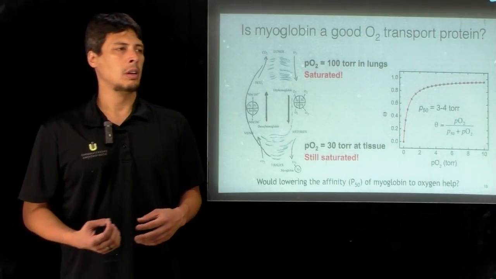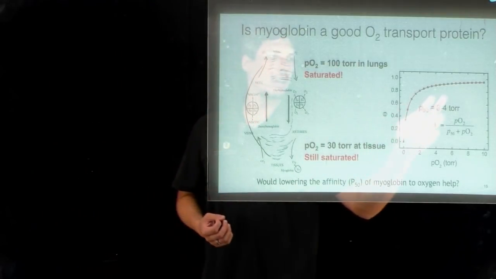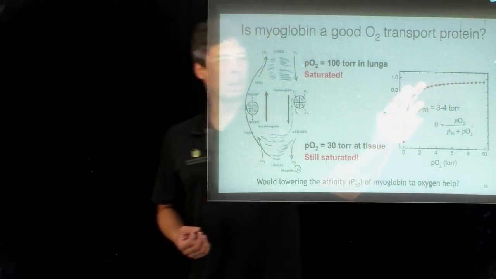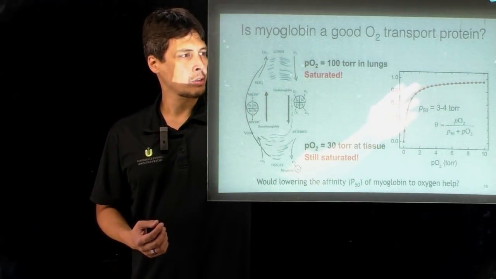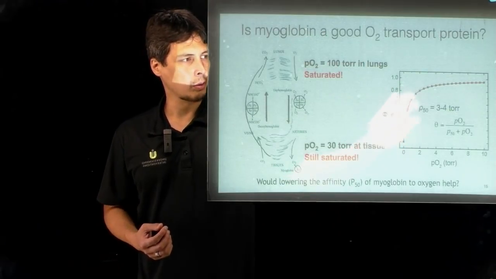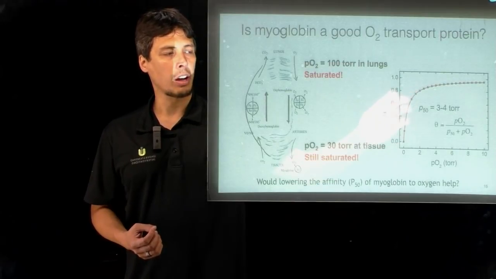But remember, in order to be a good O2 delivery protein, that O2 also needs to be able to dissociate from the protein. And ideally, what we're looking for is that at the partial pressure of oxygen in the tissues where the oxygen is being delivered, that pressure should lie somewhere within the curvature of the graph, near where the KD is, so where theta equals 0.5.